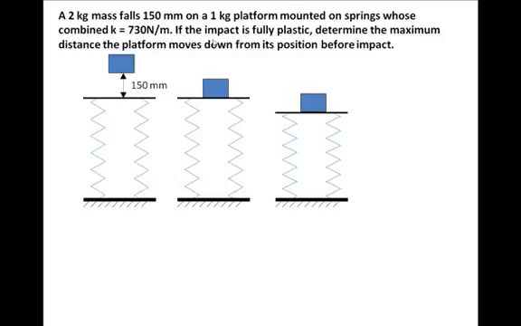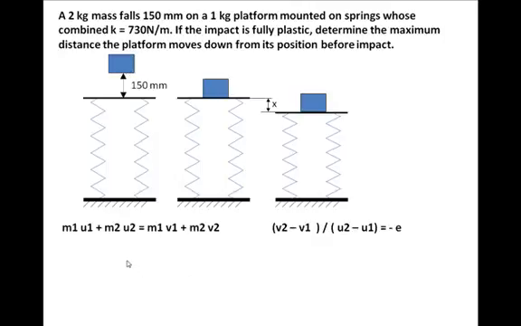Now what is told to you is that if the impact is fully plastic, meaning both of them go down together, determine the maximum distance the platform moves down from its position before impact. It means we have to find x. Okay. Now we are going to write our collision equations for impact between this body and this platform.